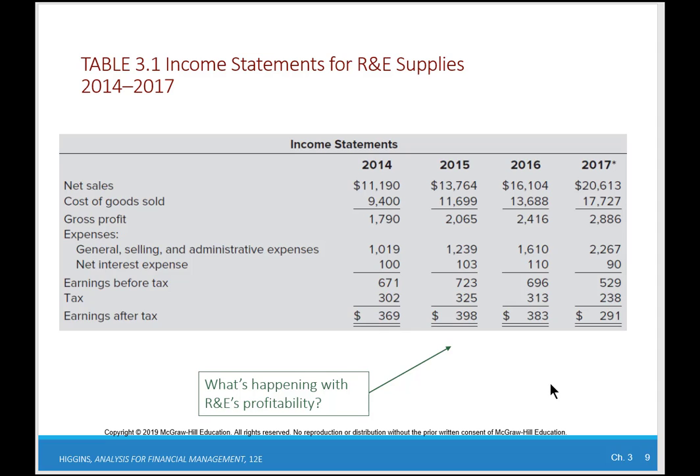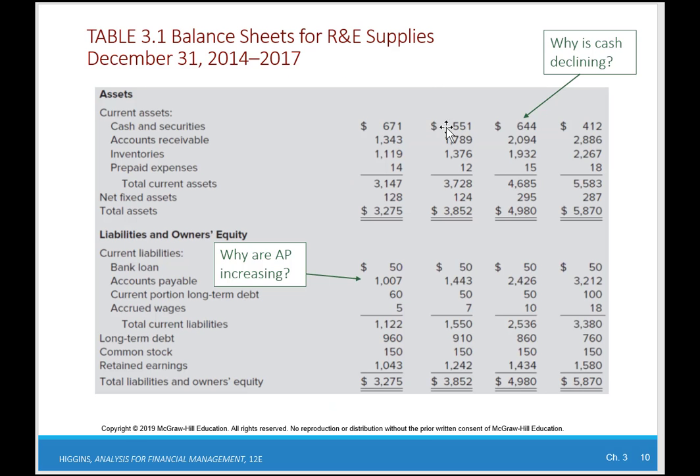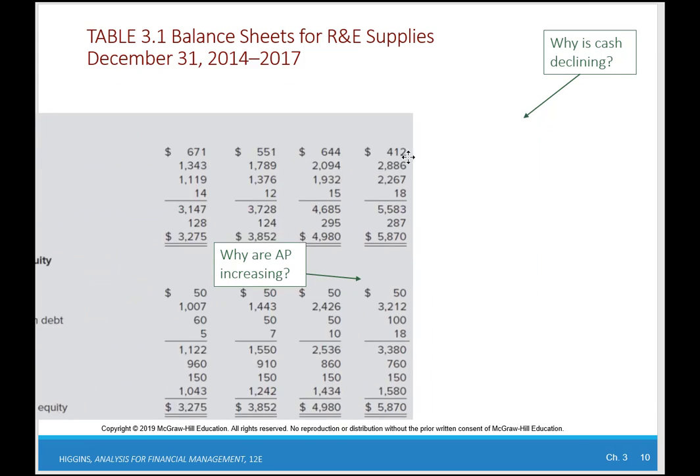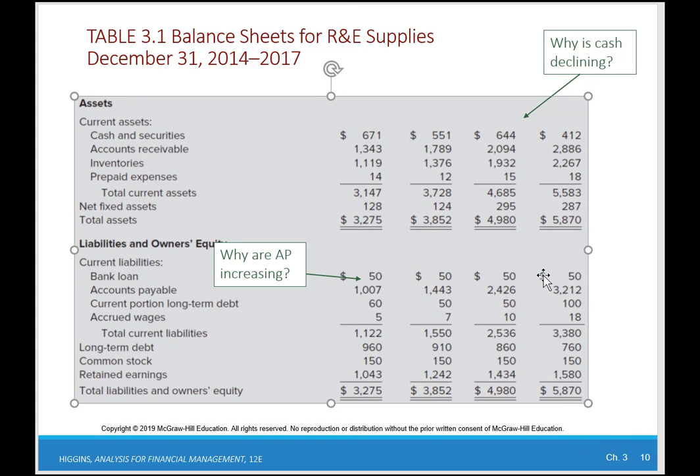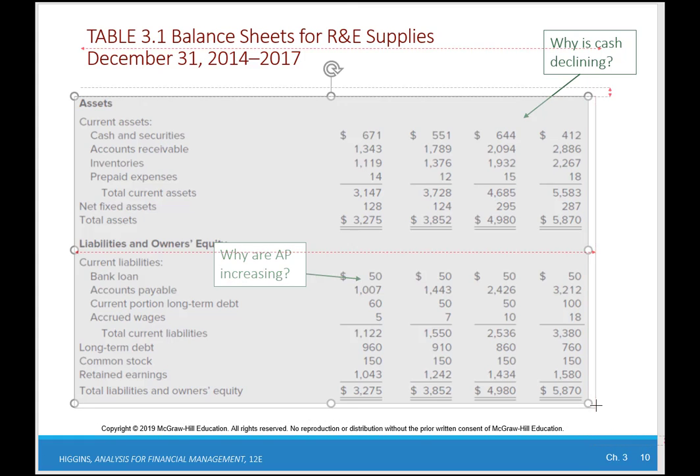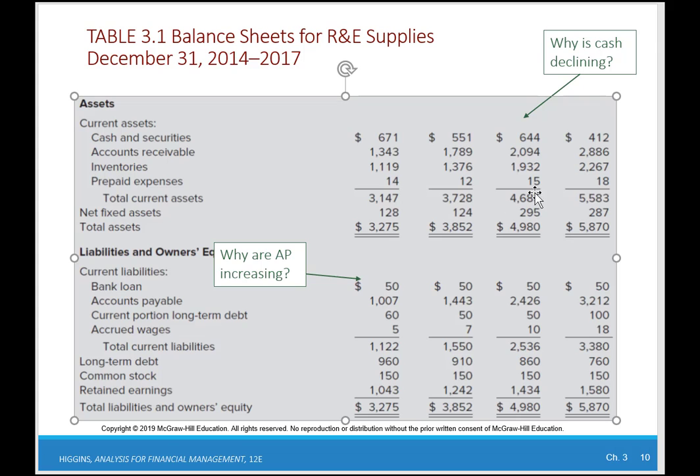So again, we want to look at the statements to see what's going on. If you look at their balance sheet, we can see that cash absolutely is declining. Accounts receivable is increasing, it's actually going up. All right, inventory, it's rising.